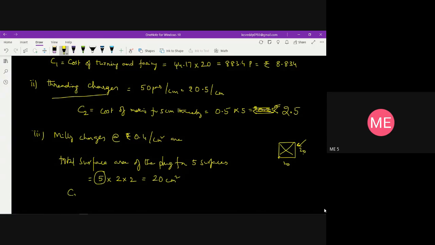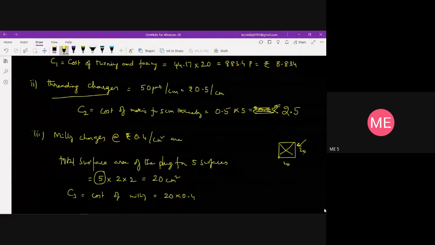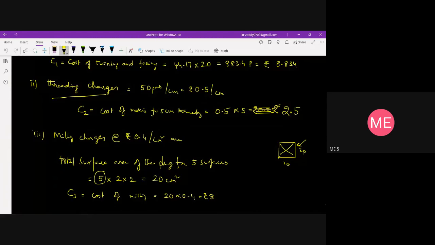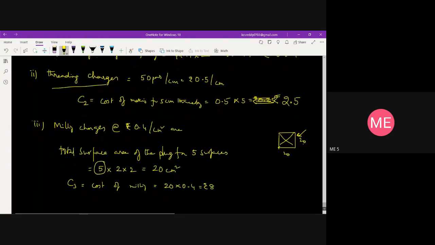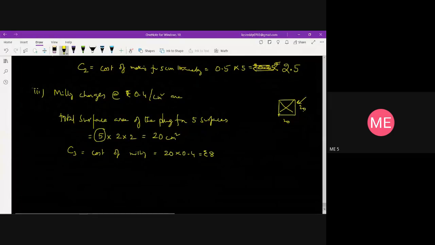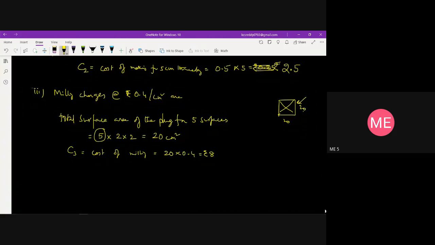So the cost, if I take it as C3, cost of milling, is equal to 20 centimeters square into 0.4, which is 8 rupees. Now, one more cost we need to find out, that is material cost. Now I have calculated all the cost for each operation. So material cost per piece, we know that it is 12 rupees, given.